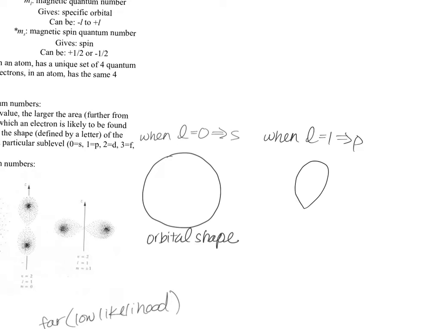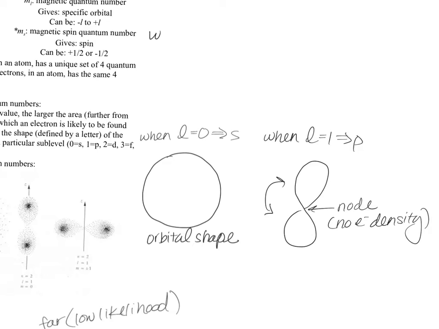There is a node at the nucleus, and this is an area where the electron cannot and does not reside. The density of the electron is above and below the nucleus. When L is equal to 1, m sub L can equal negative 1, 0, and 1, so there can be 3 orbitals.